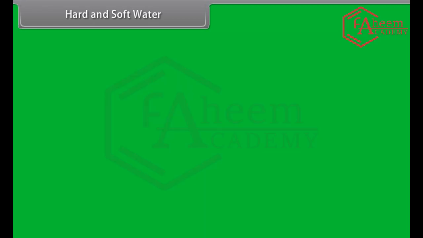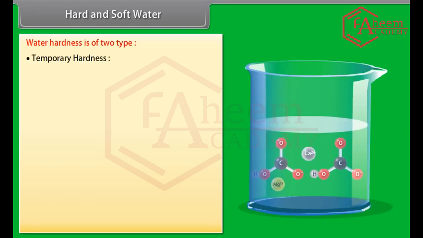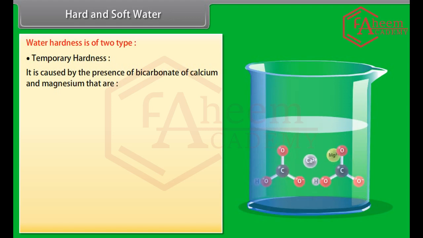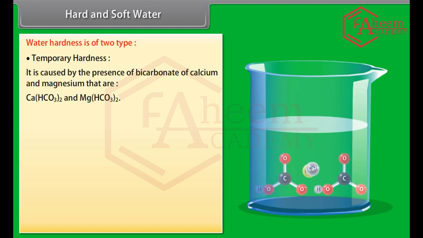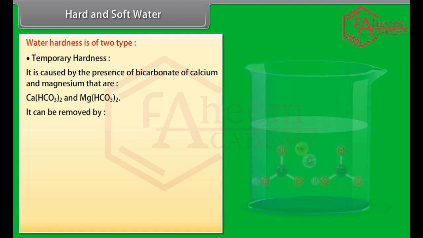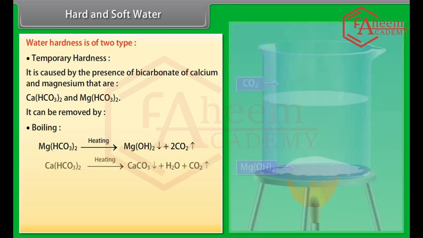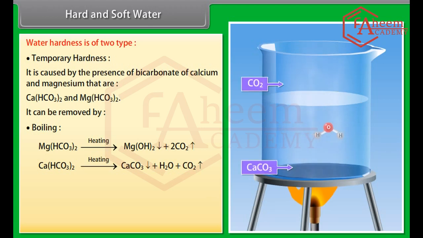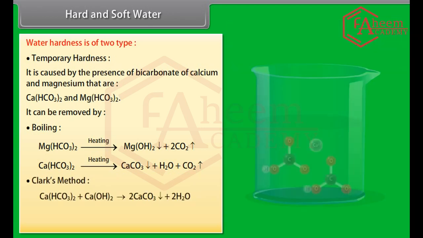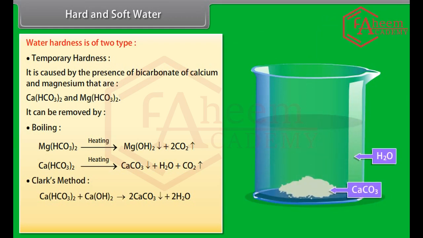Hard and soft water. Water hardness is of two types. Temporary hardness. It is caused by the presence of bicarbonates of calcium and magnesium, and it can be removed by boiling. Soluble bicarbonates change to carbonates which are insoluble and get precipitated. Clark's method. When a calculated quantity of lime is put in, it causes precipitation of calcium carbonate.